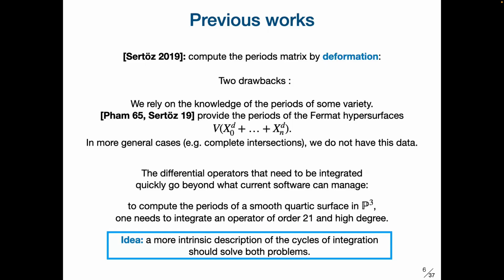So the idea to circumvent both of these problems would be to obtain a more intrinsic description of the cycles of integration, as I mentioned before. It should solve the first problem because then we don't need to rely on a variety for which we know the periods already, because we can build the cycles of integration and compute the periods from the ground up instead of deforming them from another variety. And it would circumvent the second problem, because instead of deforming the full variety, we're going to slice it into smaller dimensional varieties. So essentially, we're going to gain one step in the dimension, which will allow us to deal with these quartic surfaces that we cannot deal with using this method of Sartos.